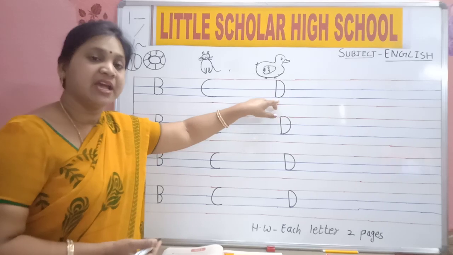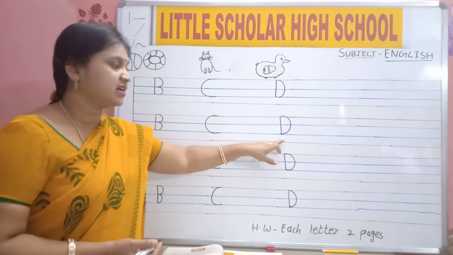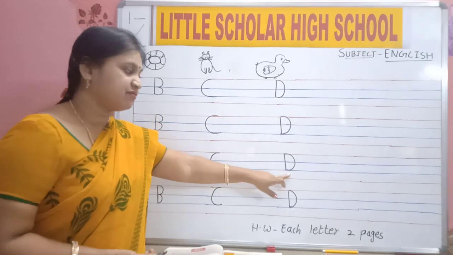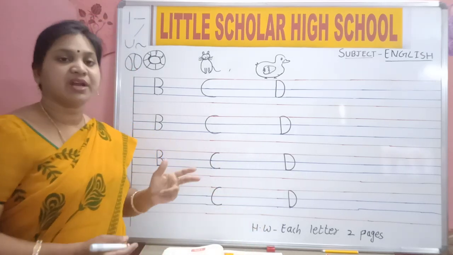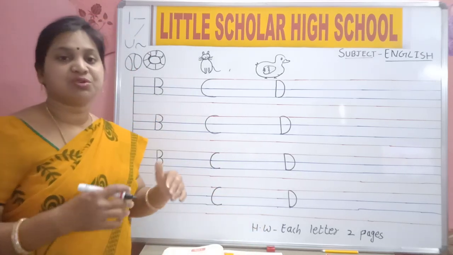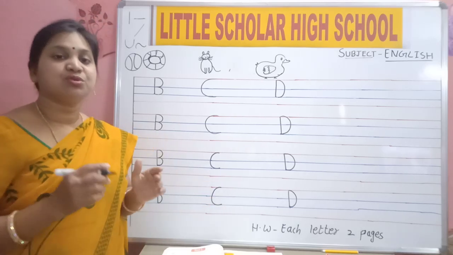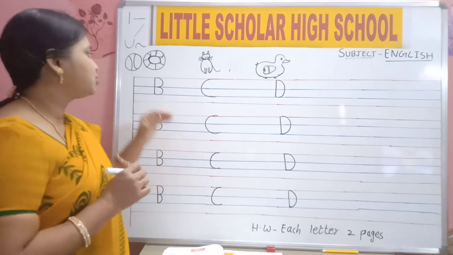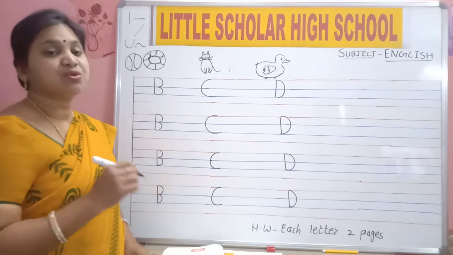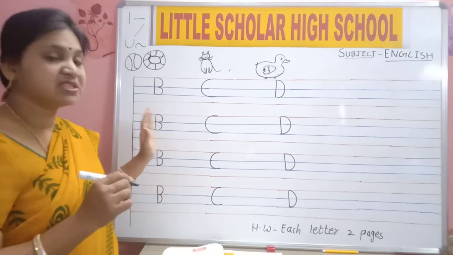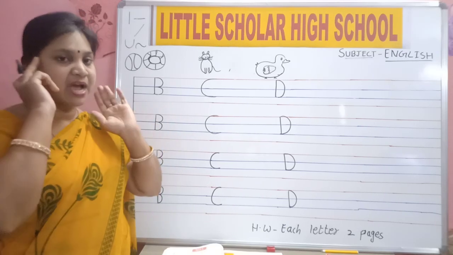After finishing C, you will write D, no? Then what will you say? D for duck, D for dog. Okay? So when you are writing, you touch the lines and you repeat what you are saying. You should open your mouth and say. You should not see the first letter and go on writing fast. Then only you will have that recognition.